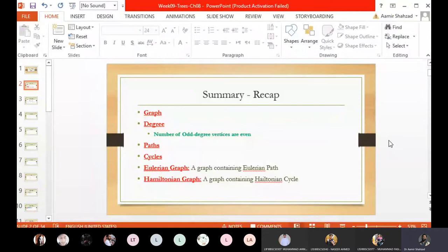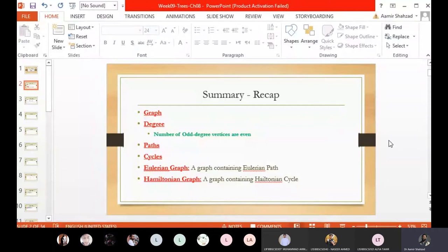Aur graph ki degree kya hoti hai, sum of degrees of all the vertices in the graph, usko hum graph ki degree kehte hain. Ya total degree bhi keh sakte hain. Degree of graph is always an even number, it is 2 times the number of edges in the graph. Jitne bhi number of edges hain uske 2 times hai, 2 ka multiple hai, so it means it has to be even.